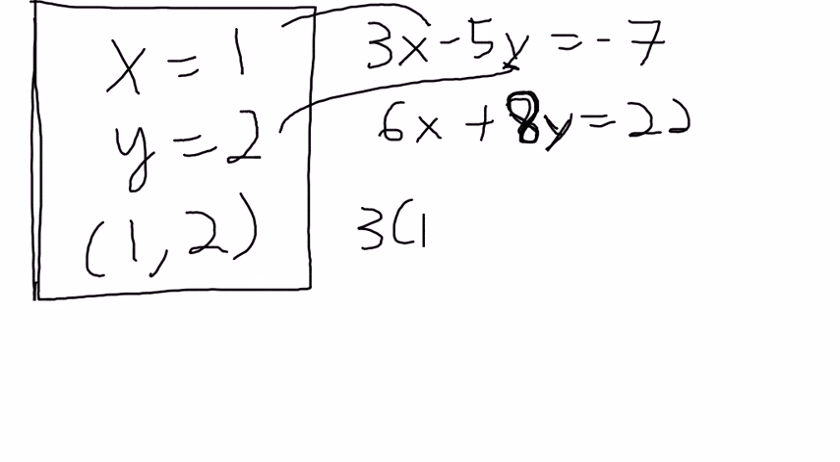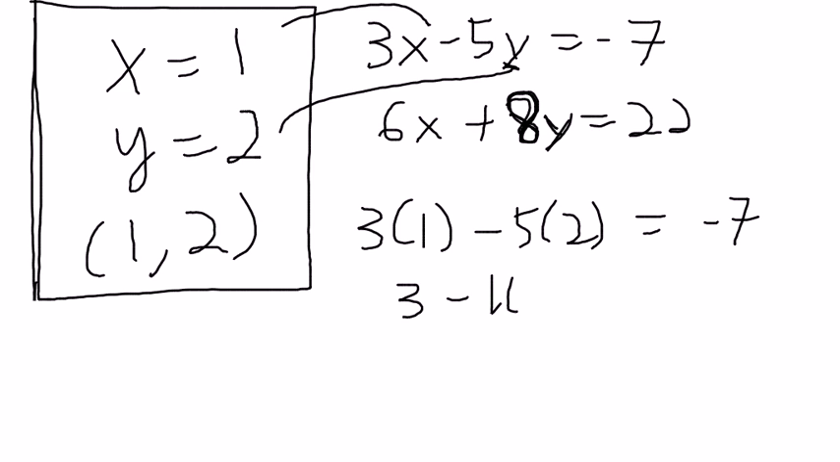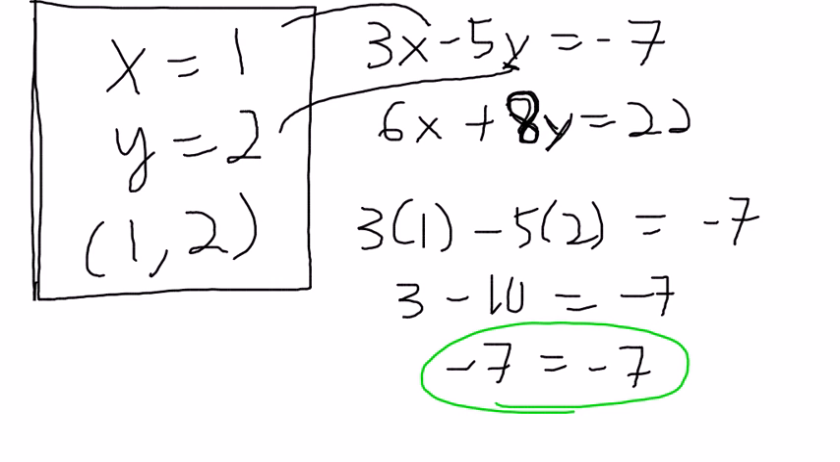So what's 3 times 1 minus 5 times 2? Does it equal negative 7? 3 minus 10 equals negative 7. 3 minus 10 is negative 7. It does equal negative 7. Yes, this works. Now, let's look at the bottom one.